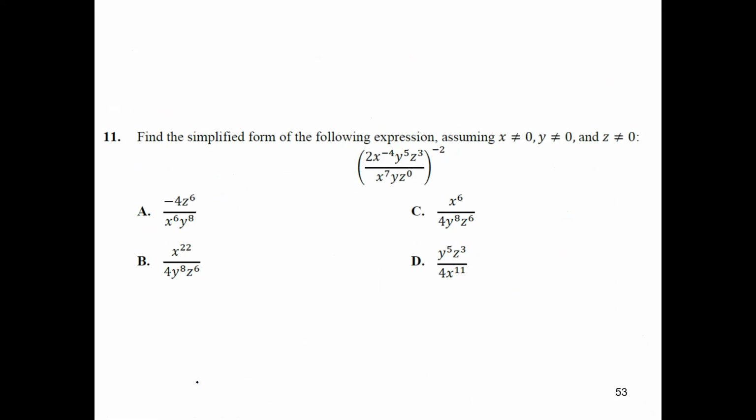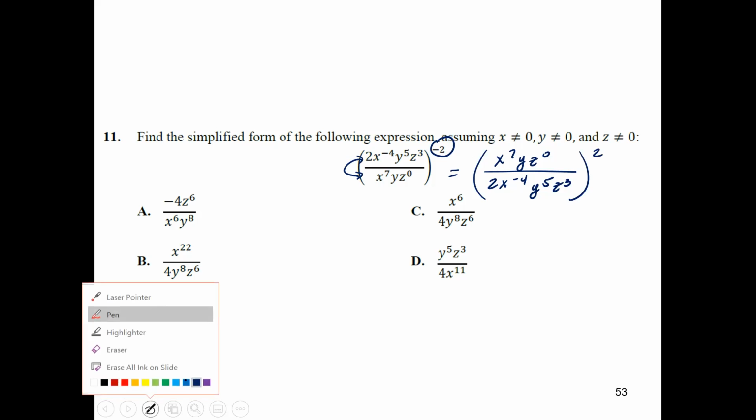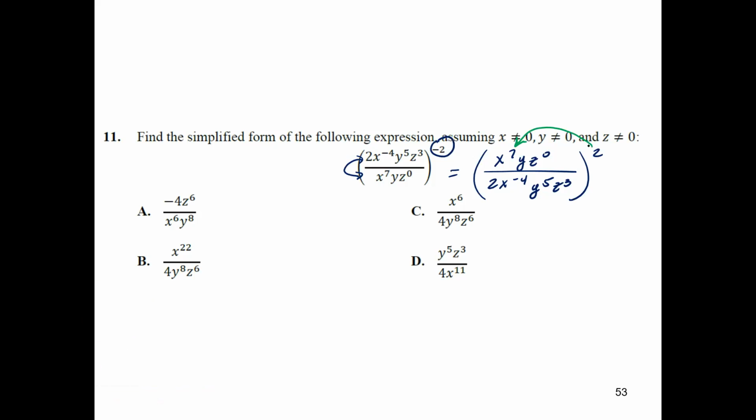Looking at question number 11, I notice I have a negative exponent, which I don't like having. So to change that to a positive, I need to flip the denominator and the numerator and reverse it. So then that becomes a positive 2. Next, I'm going to distribute that positive 2 to everything inside the numerator and also the denominator. So x to the 7 times 2 is x to the 14th, y to the 1 times 2 is y squared, and 0 times 2 is 0.